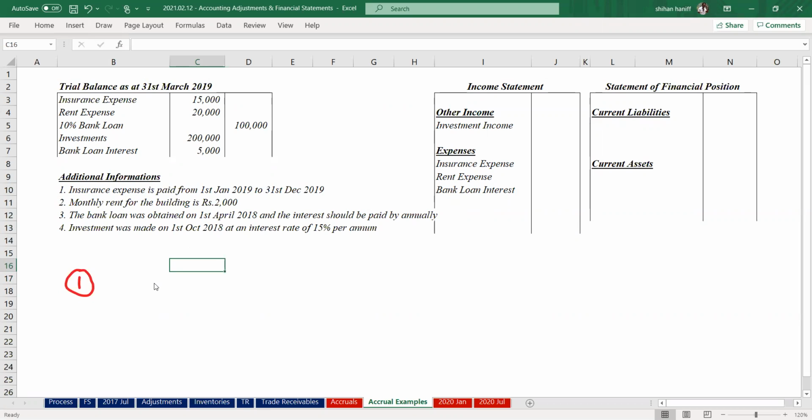Insurance expense is paid from 1st January 2019 to 31st December 2019. Our financial year end is 31st March 2019. So if you draw the timeline, normally it's better to draw a timeline. Financial year starts from 1st of April 2018. Year end is 31st March 19. This is our financial year.